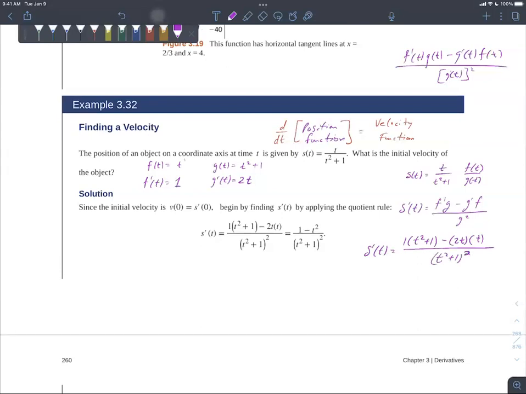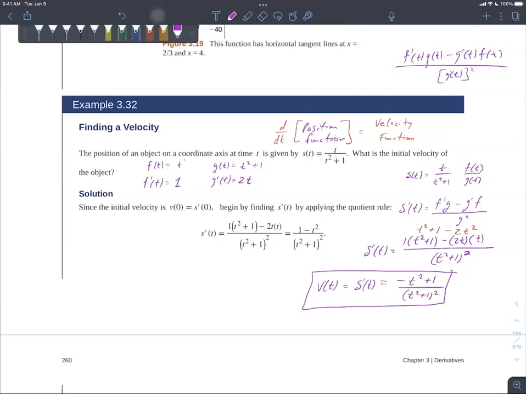We can simplify this a little bit. The numerator is not too complicated. It is just, so I'll write it up above. The numerator is t squared plus 1 minus 2t squared. And so notice we're going to be able to combine those t squareds to get negative t squared plus 1 over t squared plus 1 squared. This is our derivative function, which can be written as just v of t, because this is now a velocity function.